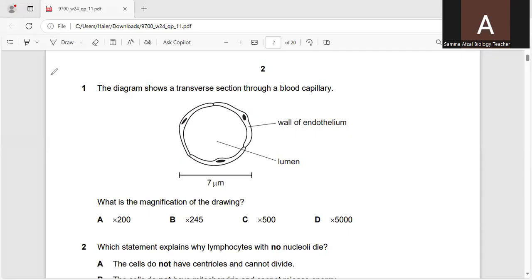They have shown a blood capillary with the wall of endothelium and the lumen shown over here, and the actual diameter is 7 micrometer. So what is the magnification of the drawing? We have to find out the magnification, and you know the formula of magnification is equal to magnification.